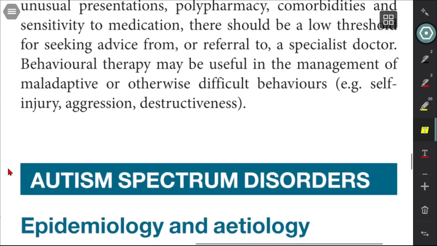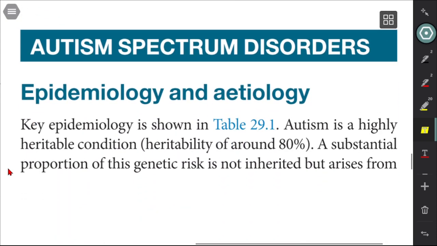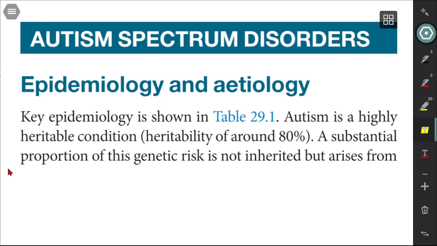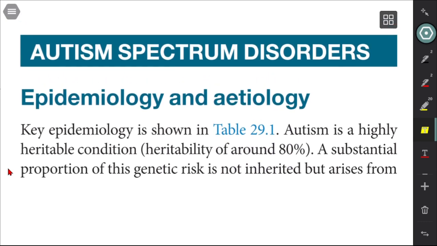So, this was about intellectual disability. What about autism spectrum disorder? So, we've talked about epidemiology and etiology. Autism is a highly heritable condition, with heritability of around 80%.